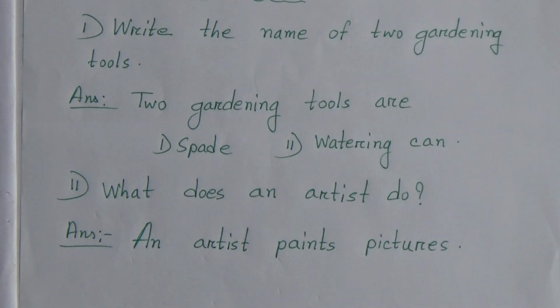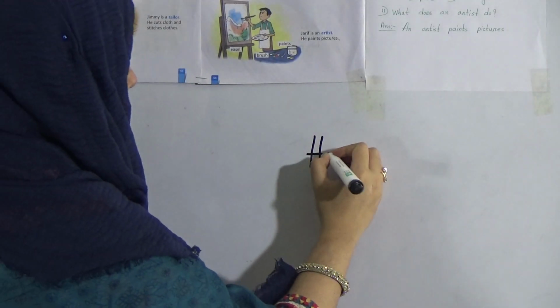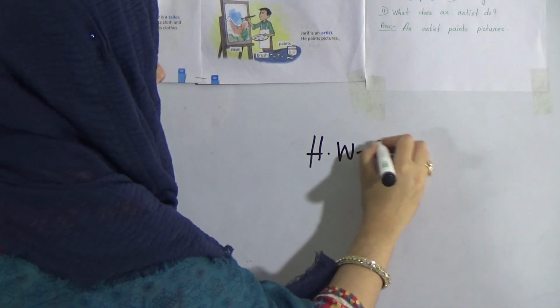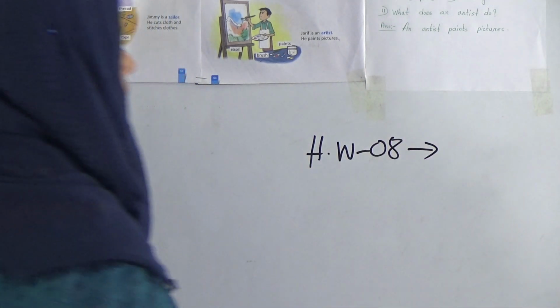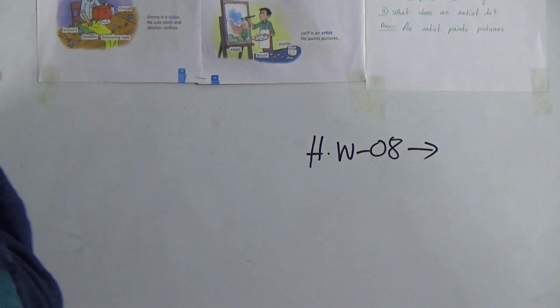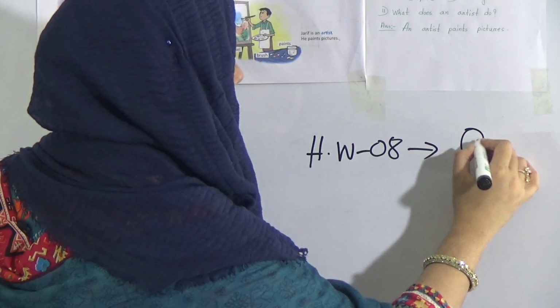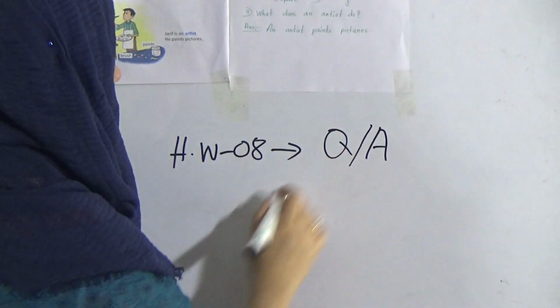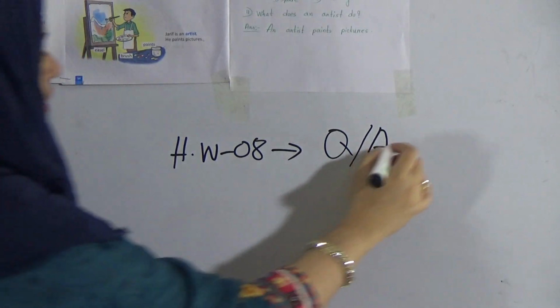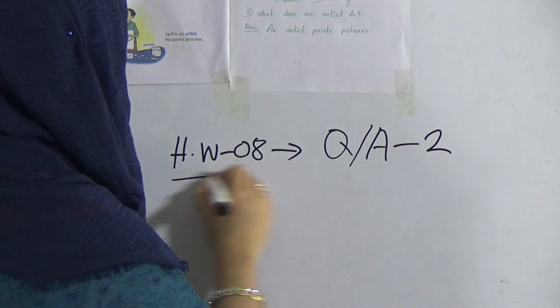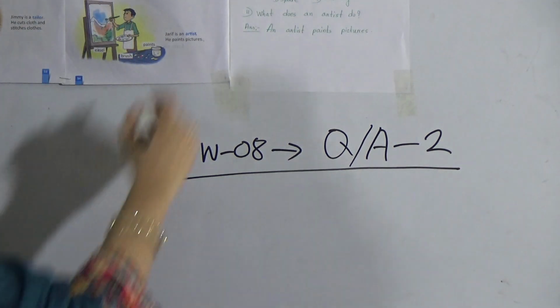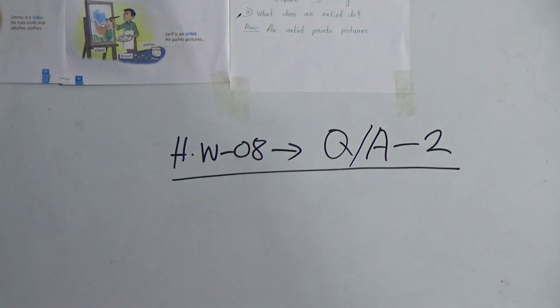Now students, I will give you HW. Our today's HW number is 8 number. This is 8 number HW, and today's HW will be question and answer. Here is 2 question and answer. This will be your HW, 1 number and 2 number question and answers.